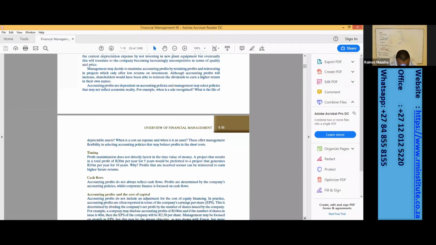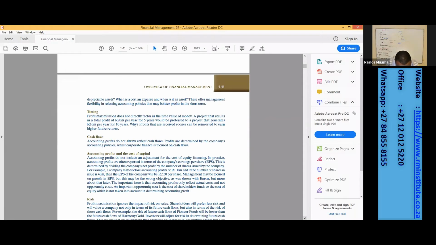Then there is also the issue of timing, where they say profit maximization does not directly factor in the time value of money. A project that results in a total profit of 20 million per year for 5 years would be preferred to a project that generates 10 million per year for 10 years. The reason is the time value of money, which is why you always have to look back and see the effect of time value of money when assessing a project, ideally by discounting the future cash flows back to present value.